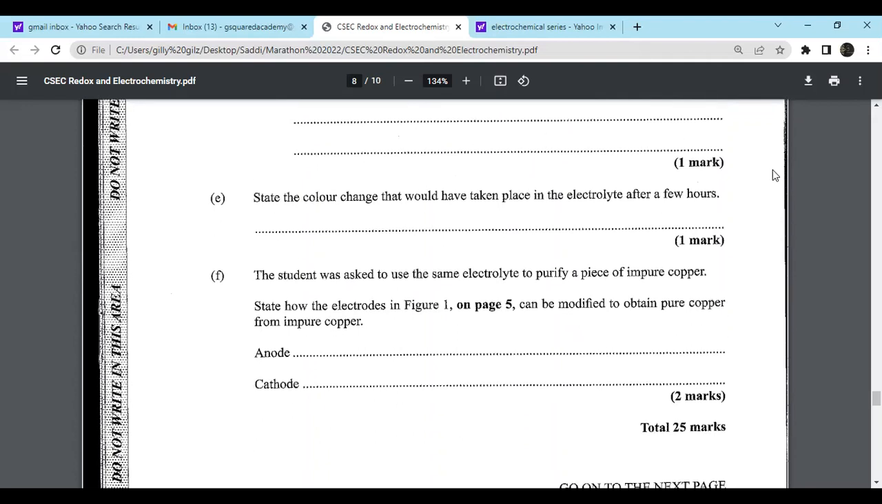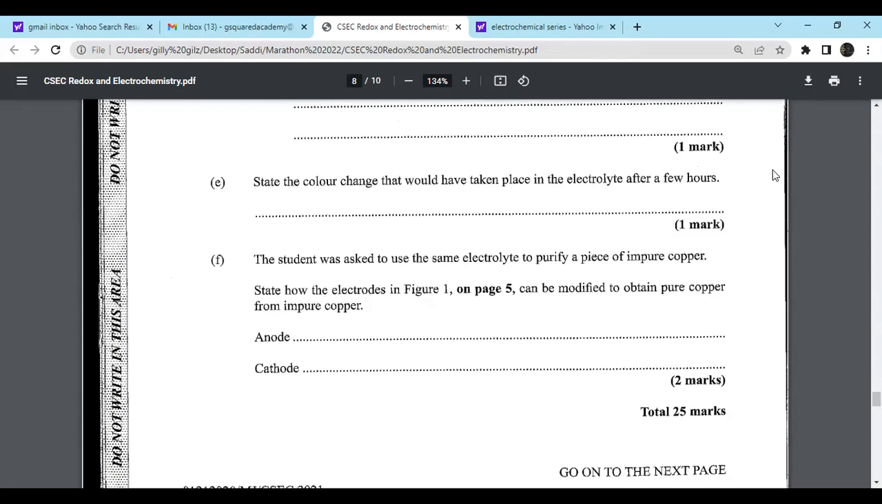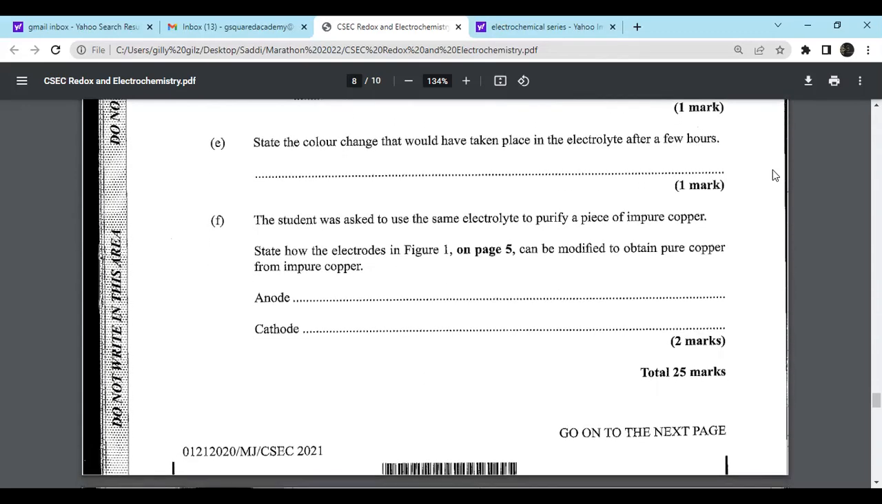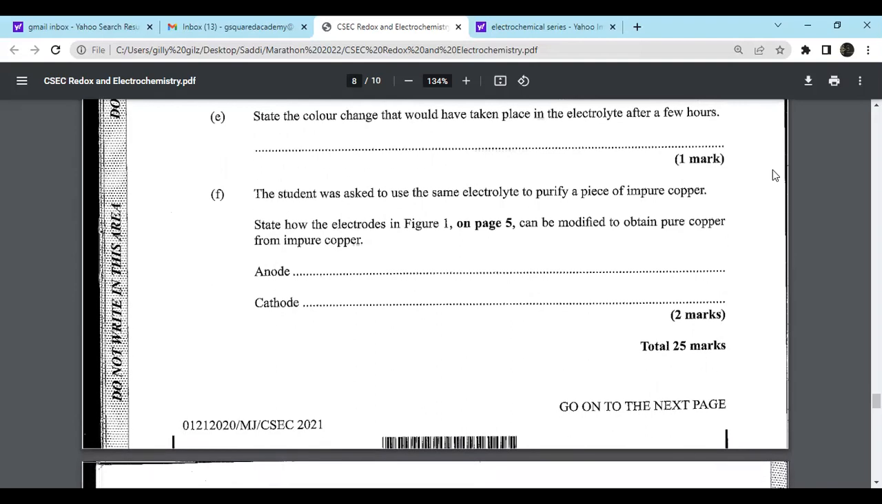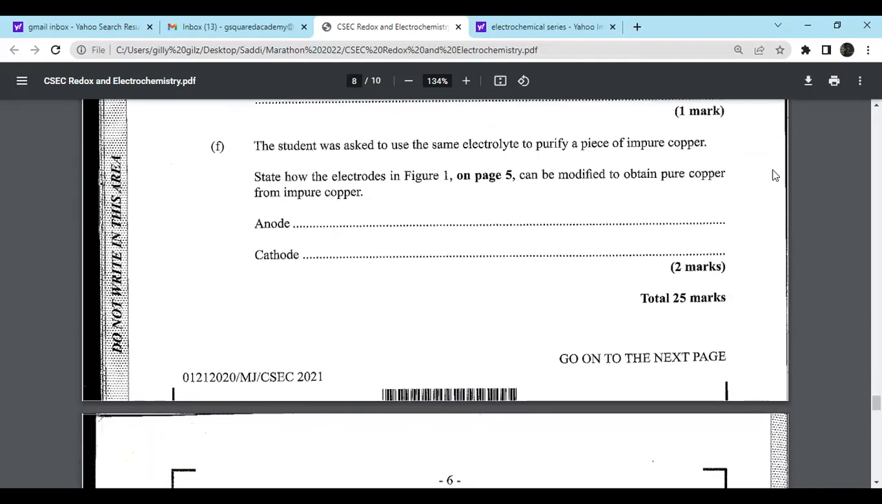The student was asked to use the same electrolyte to purify a piece of impure copper. State how the electrodes in figure 1 on page 5 can be modified to obtain pure copper from impure copper. So let us just pause here and give a little bit of notes. One of the uses of electrolysis is electropurification. In other words, you can purify substances using an electrolytic cell.